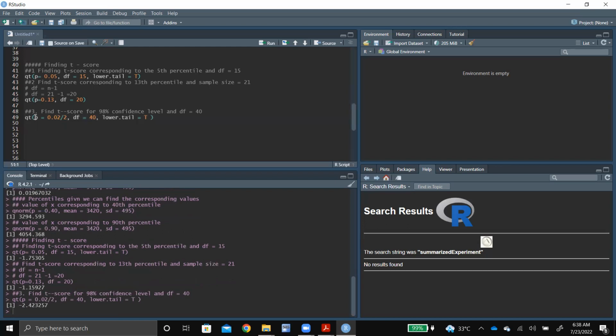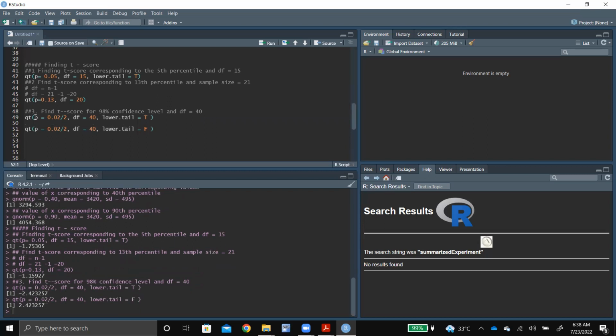And for the upper bound, we should also have the same thing, but instead over here, we should have lower.tail equals to F. So again, both will give you the same answer, but with a change of sign. One with the lower has a negative value, one with the upper has a positive value. So this will give me the lower t value. The second one will give me an upper t value.